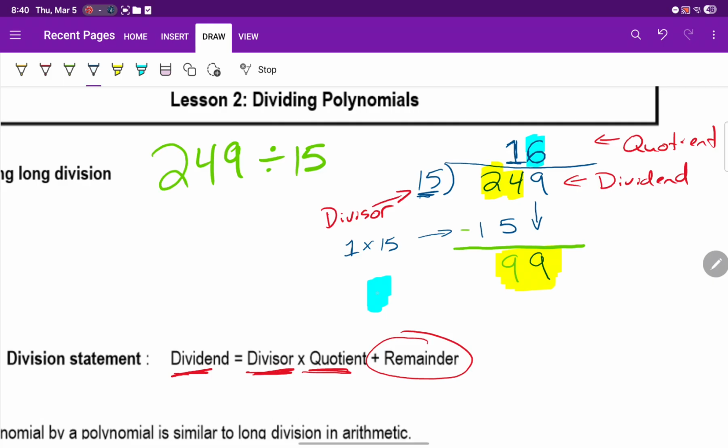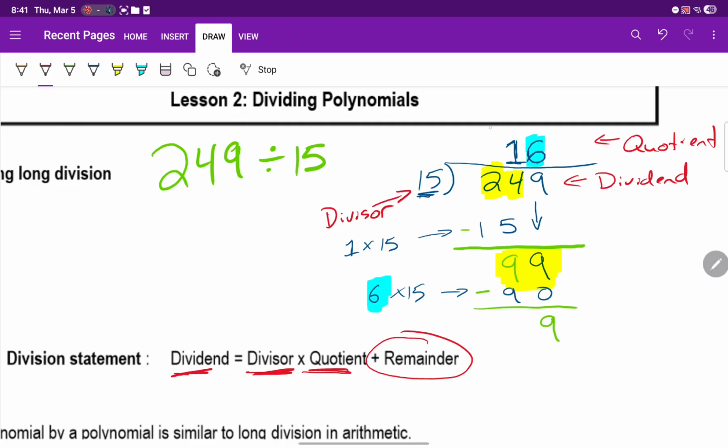I'm going to multiply 6 by 15, and that gives me 90. So I put that number here. Now I'm going to subtract again. So again, we're going to do the same thing. Every time I put a number here, I'm going to subtract, and I get 99 minus 90 is equal to 9.